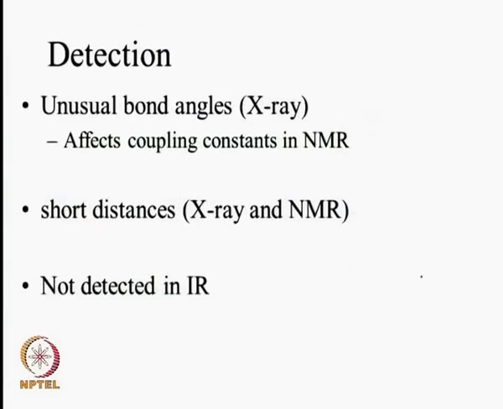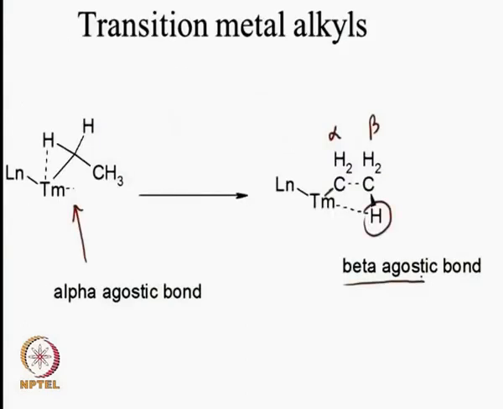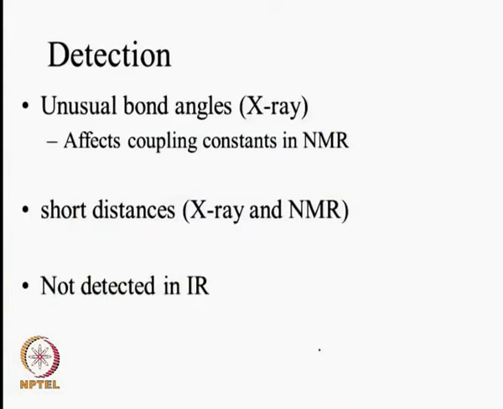So, it is possible for the beta agostic interaction to lead to a decomposition reaction in which the transition metal forms an olefin and a hydrogen. This is a reaction which we are going to discuss much later. But how do we know that this weak interaction is present in these compounds? Usually, you end up with unusual bond angles between carbon and hydrogen, and these unusual bond angles have been consistent with the interaction that we just talked about.